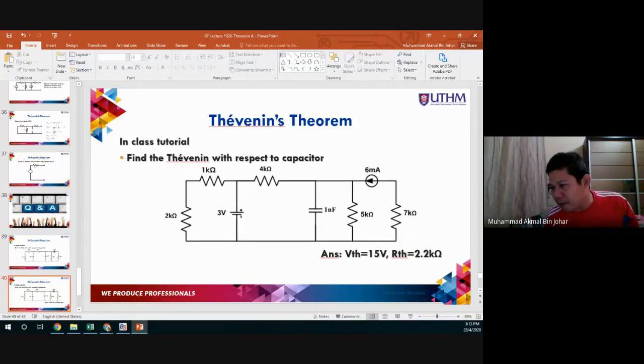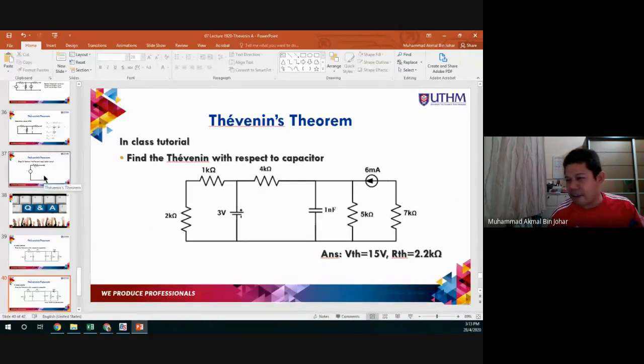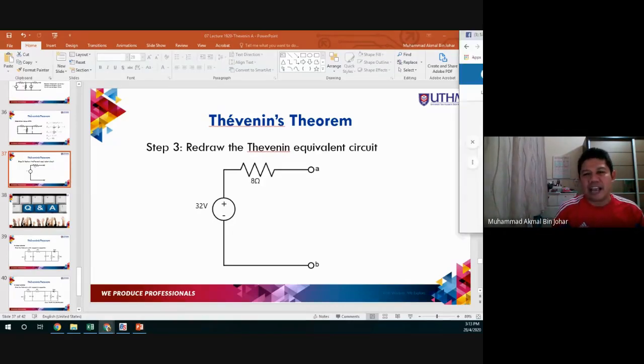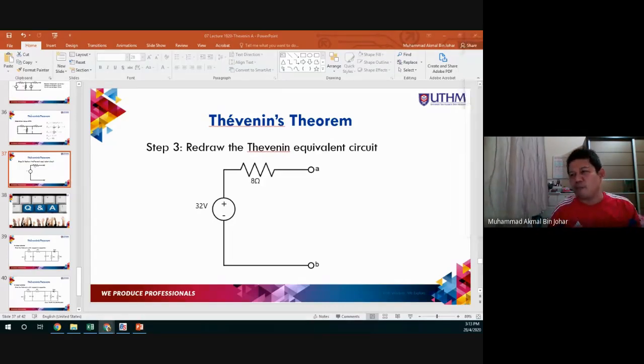Okay, kalau nak lukis balik tu tak perlu masukkan current lagi ke? Ya, betul. Bila you lukis balik, terima kasih Alvin, soalan yang baik. Bila you lukis balik, Thevenin equivalent circuit hanya ada R Thevenin dengan V Thevenin. Ada dua tu je. Yang lain dah tak ada.